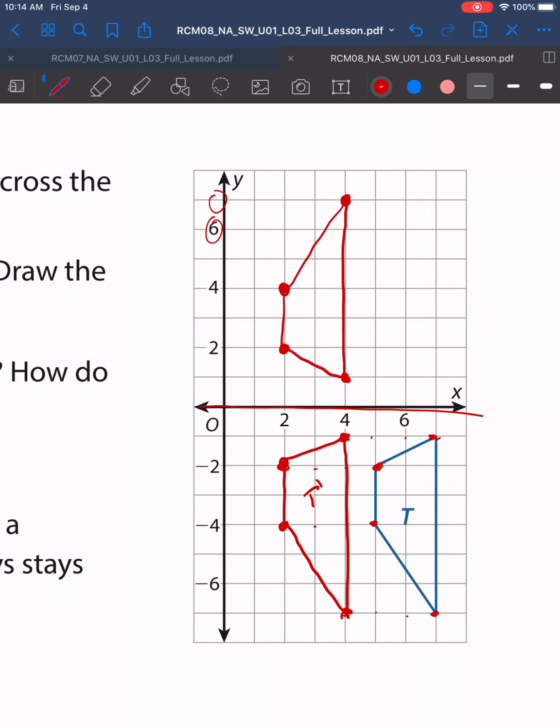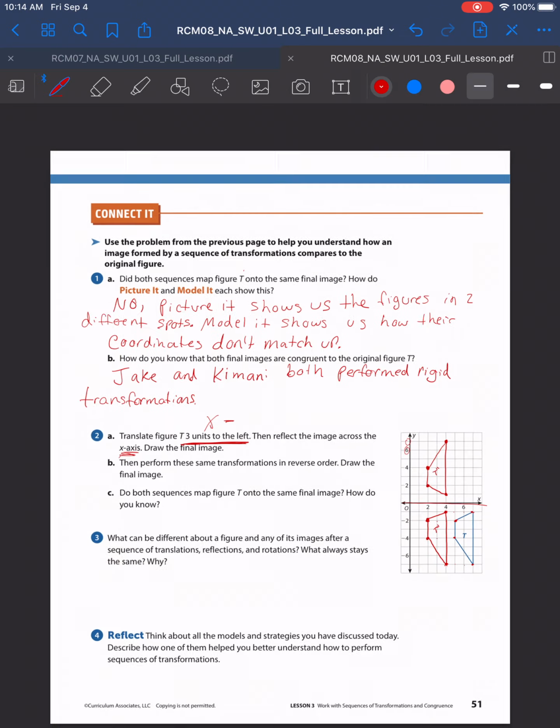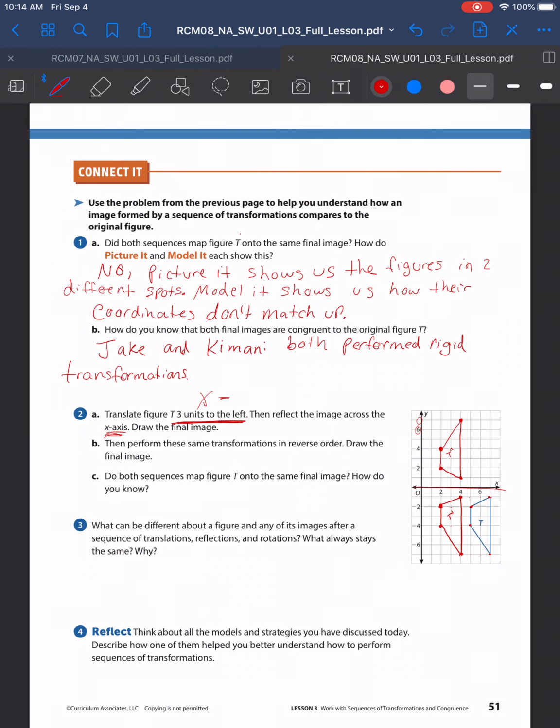Okay, so this would be T double prime. Then perform the same transformation in reverse order. Same transformation, but in reverse order. Draw the final image.